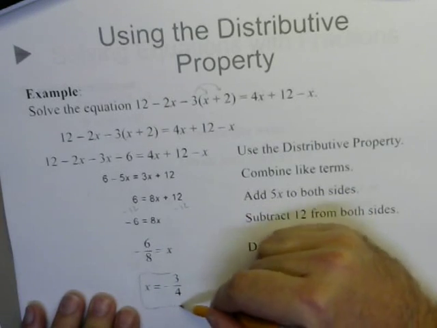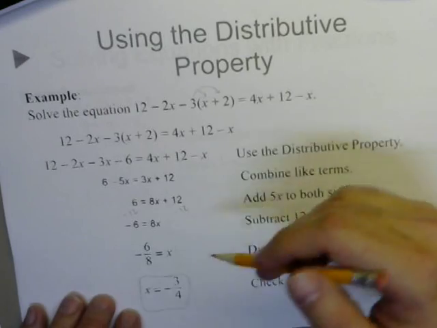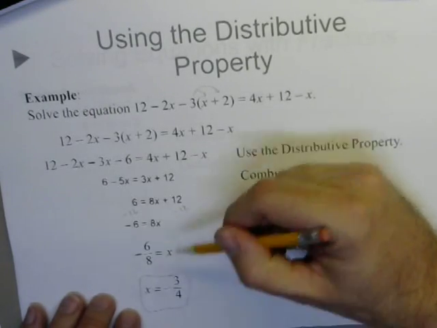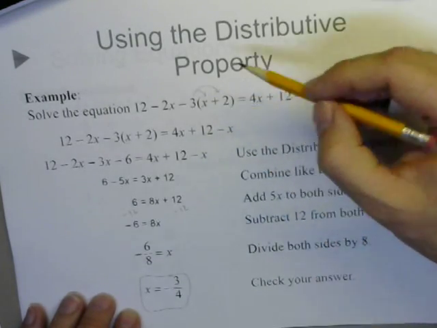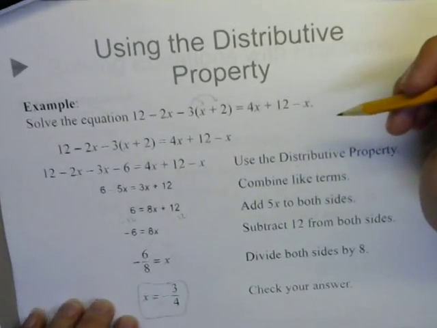Again, you might want to reduce that. Now, checking this answer might be a little bit more complicated because it's a fraction, but you would still just do the same thing. Plug -3/4 in for x here, here, and here. Simplify both sides and see if you get the same thing on both sides.